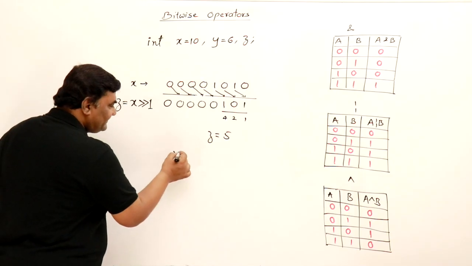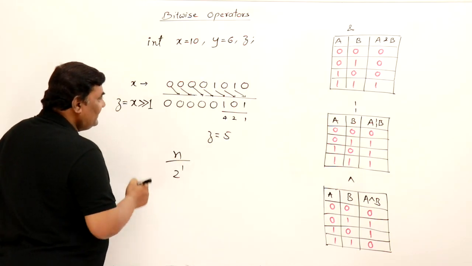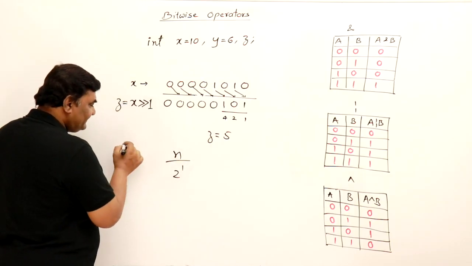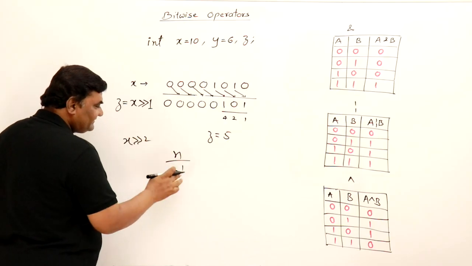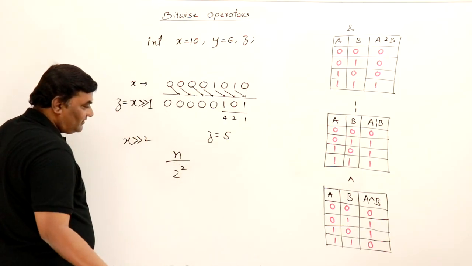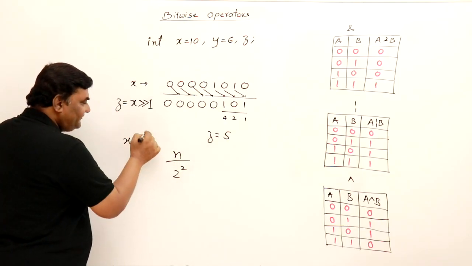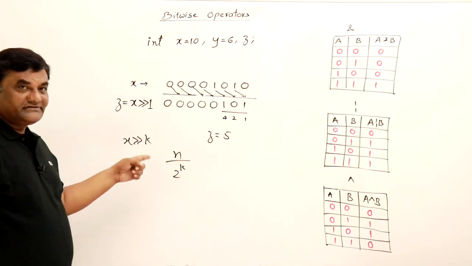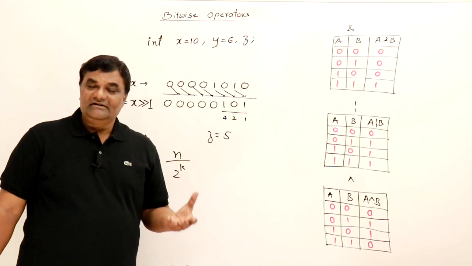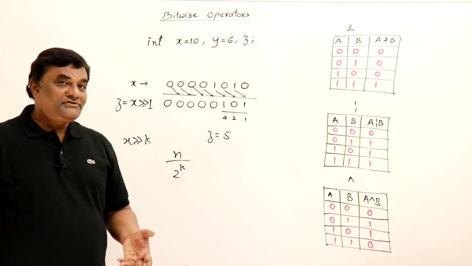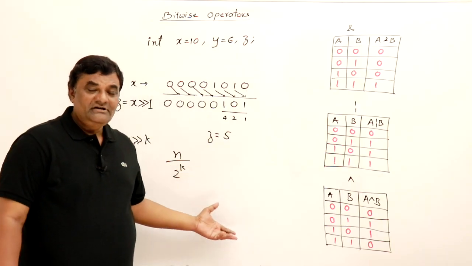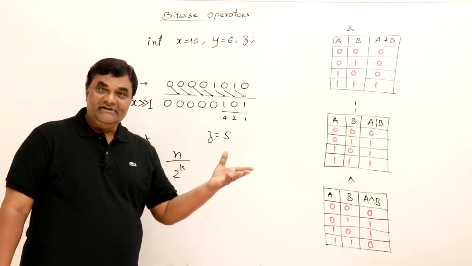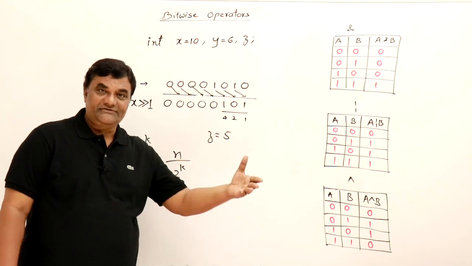So whatever the number is, divide by 2 power 1. If you right shift by 2 places, then it will be divided by 4. So by k places, it will get divided by 2 power k. So remember this one. If you want to divide the number by powers of 2, instead of doing an arithmetic operation, you can directly use the bitwise operation, that is right shift.